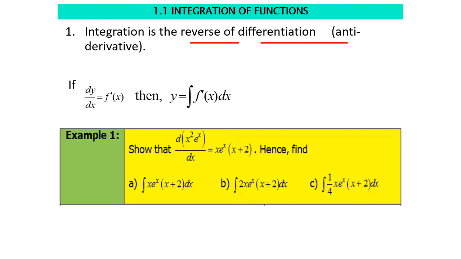Show that d/dx of (x squared times e to the power x) is equal to x e^x (x plus 2). Hence, find A, the integration of x e^x (x plus 2) dx. Part B, the integration of 2x e^x (x plus 2) dx. Part C, the integration of 1 over 4 x e^x (x plus 2) dx.